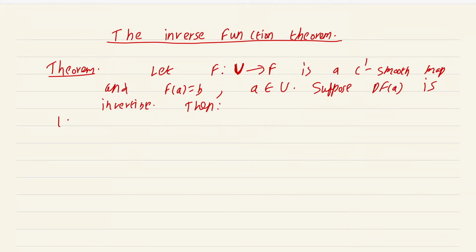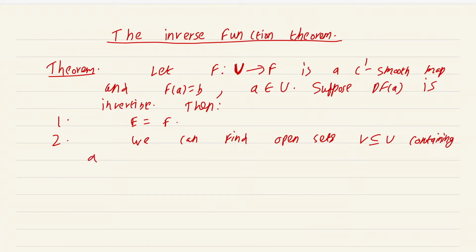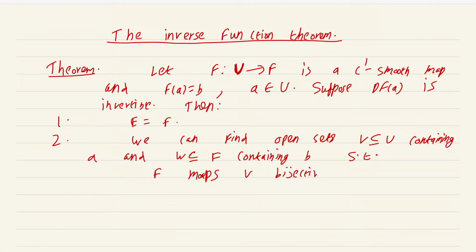Number one is the fact that E is equal to F. This is obvious actually. The fact that a linear mapping is bijective between two vector spaces means that both of them have to be isomorphic, but here E and F are both Euclidean spaces, so they must be the same Rn. Number two, we can find open sets V subset of U containing A and W subset of F containing B, such that f of A equals B, which is already given to us, and such that f maps V bijectively onto W.